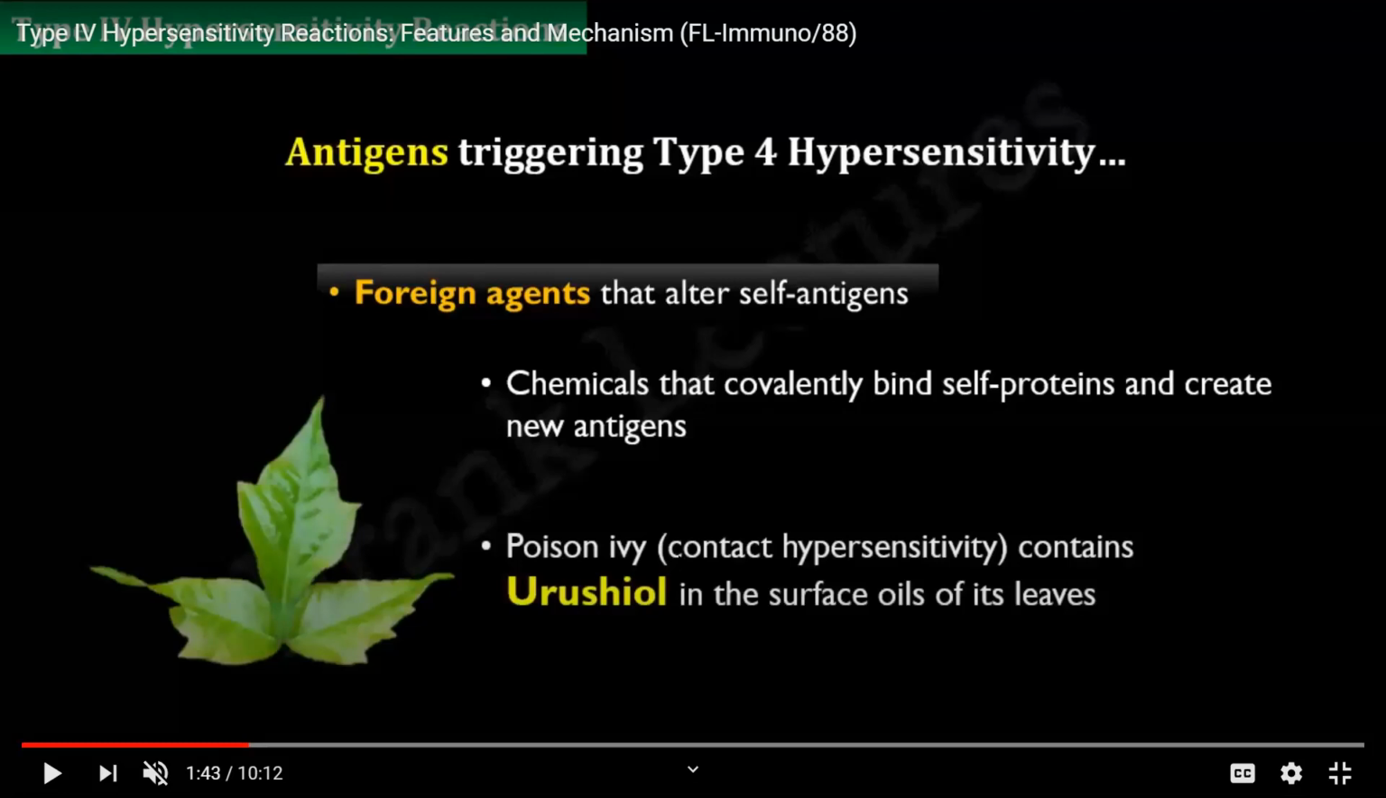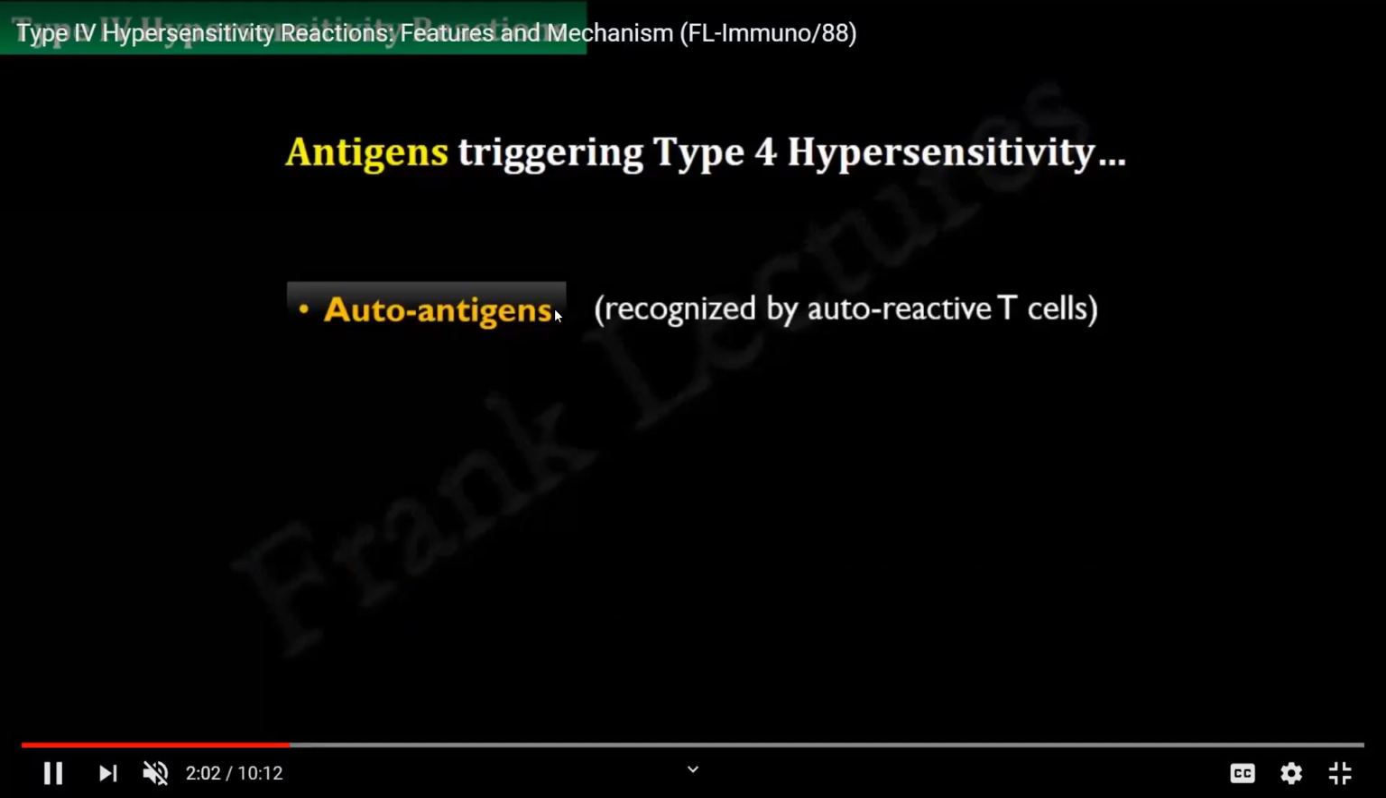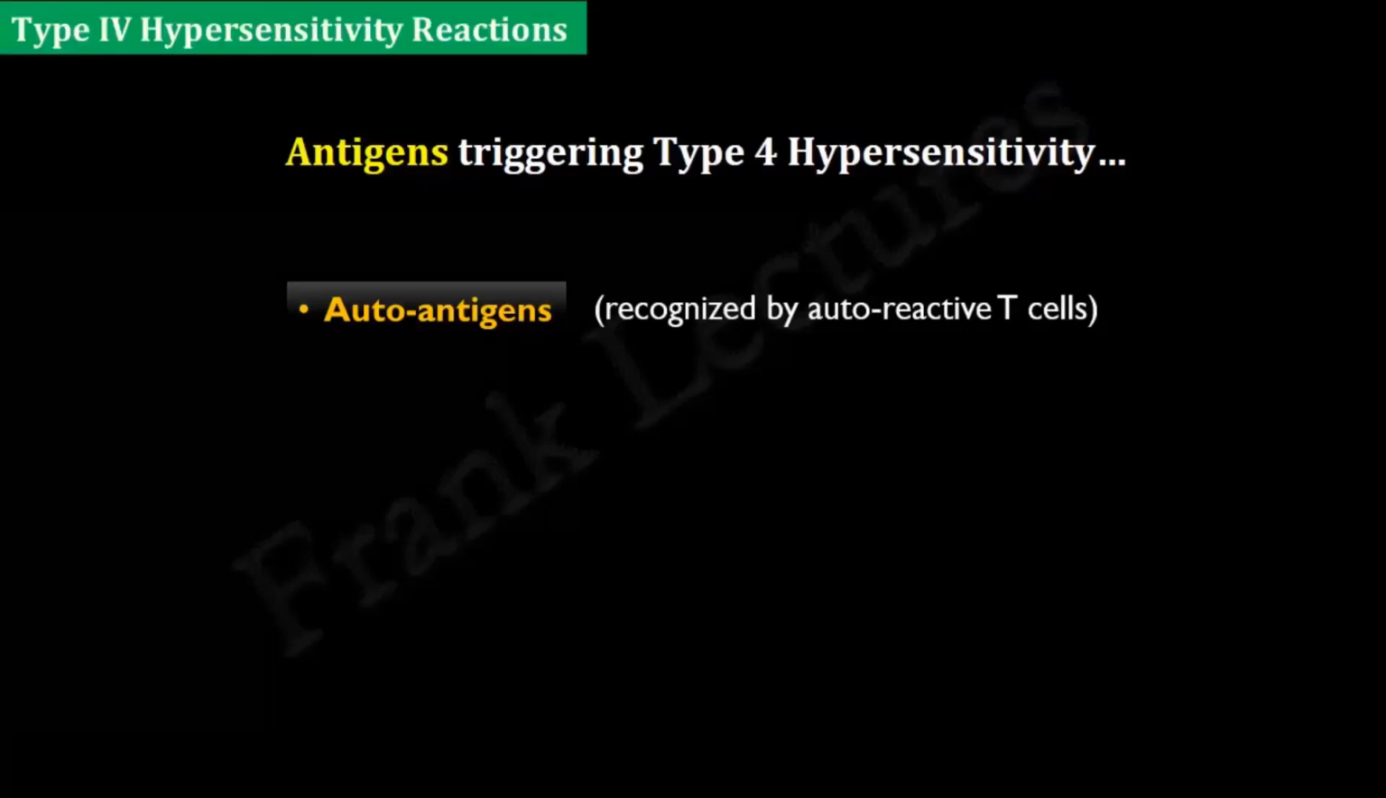An example of this kind of chemical is urushiol, which is present in the surface oil of a leaf called poison ivy, which causes contact hypersensitivity. When this leaf comes in contact with the skin, it causes type 4 hypersensitivity. These antigens can also be autoantigens, which means they are recognized by autoreactive T cells, the T cells present in the body.